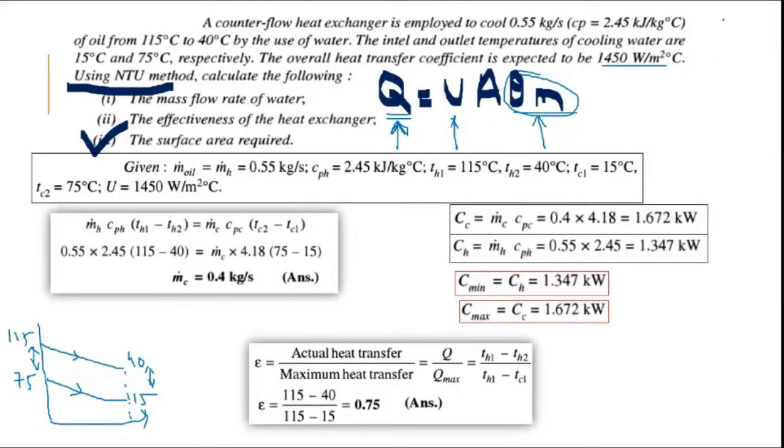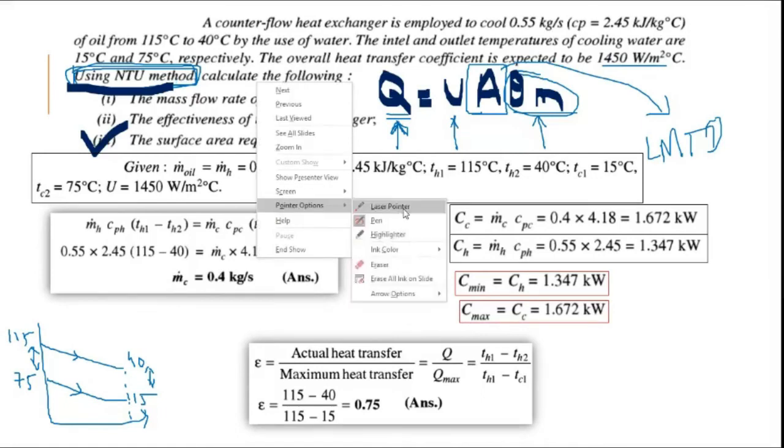So if we find out theta M for this case, then in this equation area is the only unknown. For finding out the area, one of the methods was the LMTD method. We could use it only if nothing like this was mentioned in the question. In the question they are saying to find the area using the NTU method, so we cannot use the LMTD method to solve this question. Is that part clear to all?